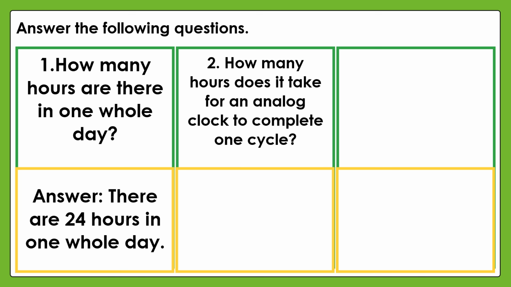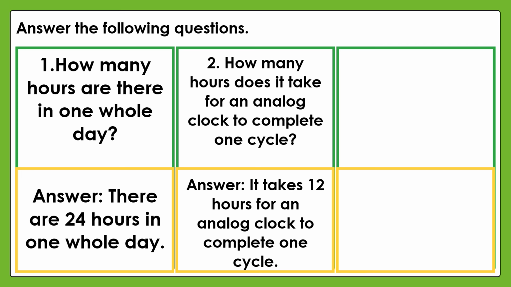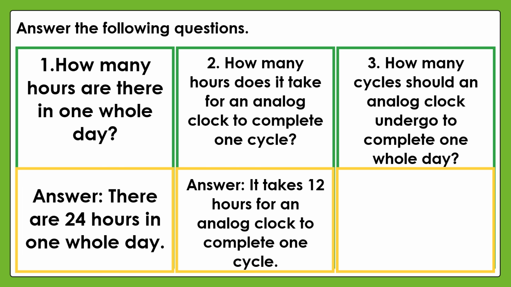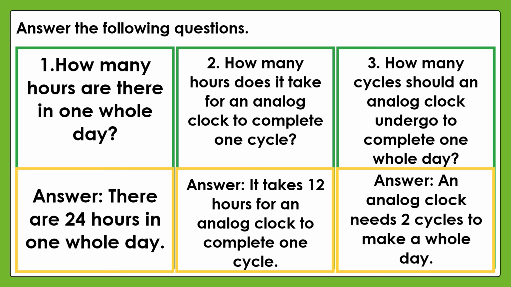Number 2, how many hours does it take for an analog clock to complete one cycle? The answer, it takes 12 hours for an analog clock to complete one cycle. Number 3, how many cycles should an analog clock undergo to complete one whole day? The answer, an analog clock needs 2 cycles to make a whole day.